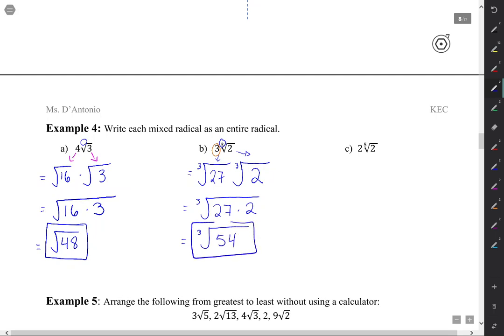And finally, let's try a fifth root. So to start off, let's do two little fifth root signs here.